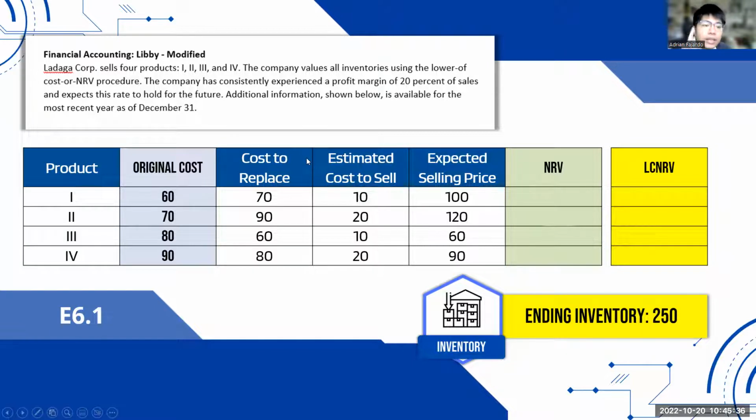So with this, we're done with 1. So alam natin yung original cost of these products. So product 1, it's 60. Sa product 2, it's 70. Sa product 3, it's 80. And then sa product 4, it's 90. Right? So with this, the next question is, what is the NRV of each of the products? So how do we solve for NRV? We go back to the definition. The NRV is the expected selling price minus the expected cost to complete minus the expected cost to sell.